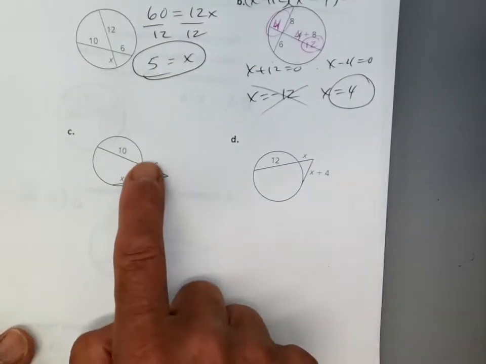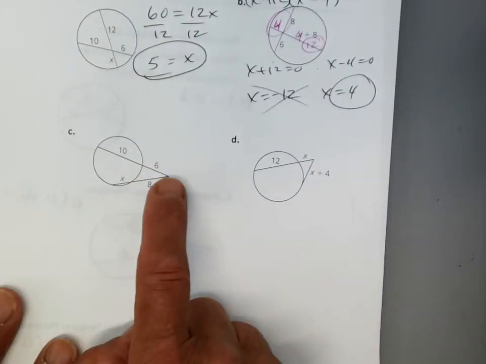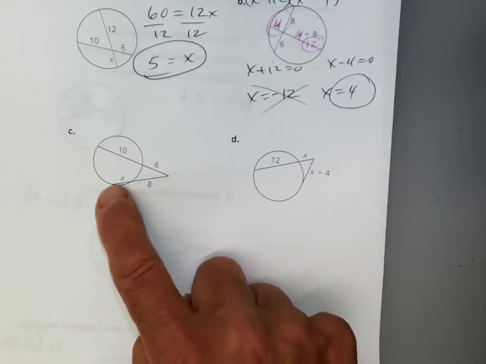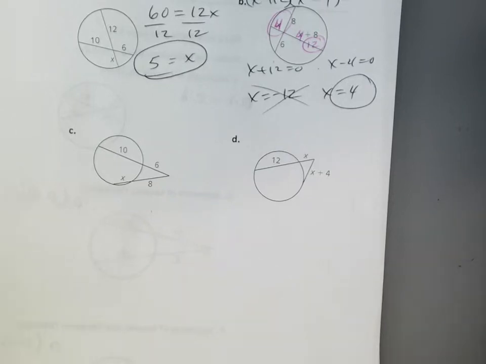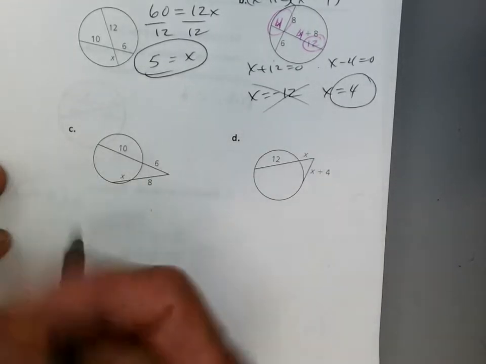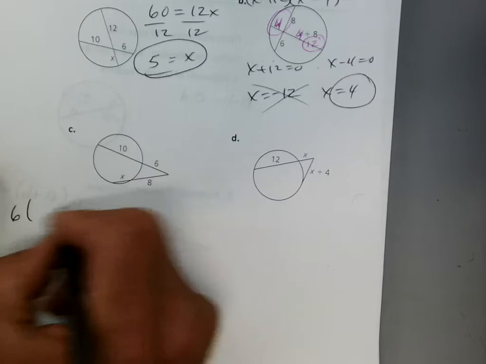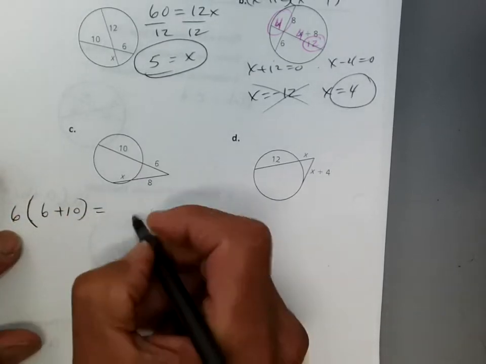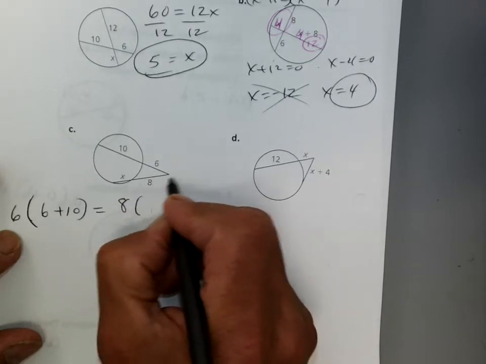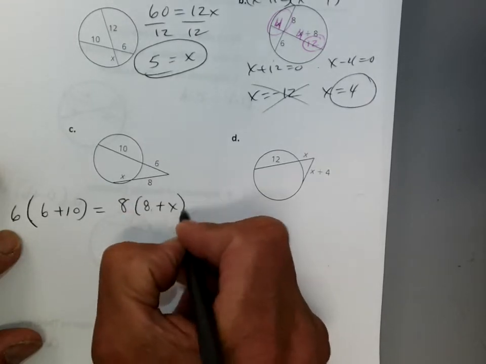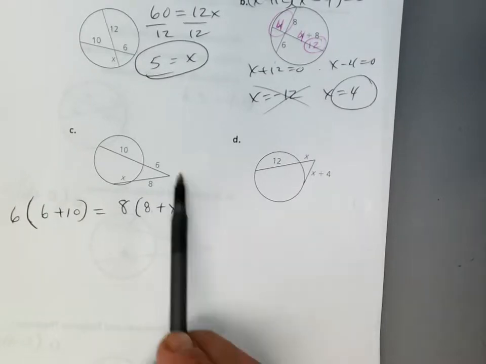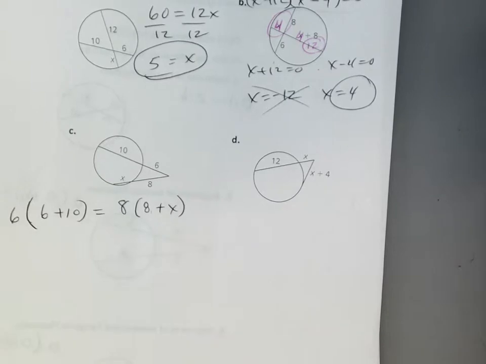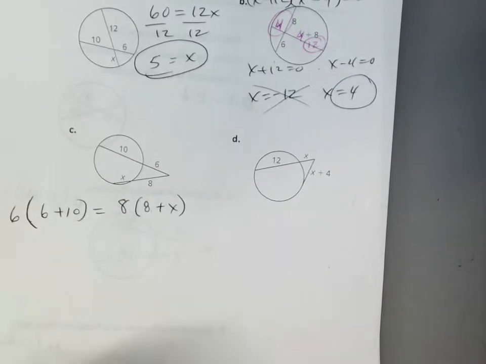So C is the piece on the outside times the entire piece equals the piece on the outside times the entire piece. So I'm going to write this. I'm going to go 6 times 6 plus 10 equals 8 times 8 plus x, okay? It's the piece on the outside times the entire piece, right? How am I doing?